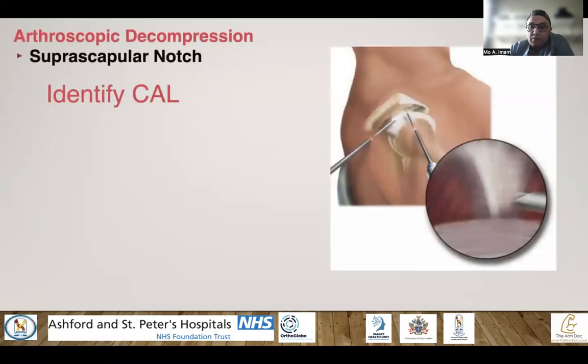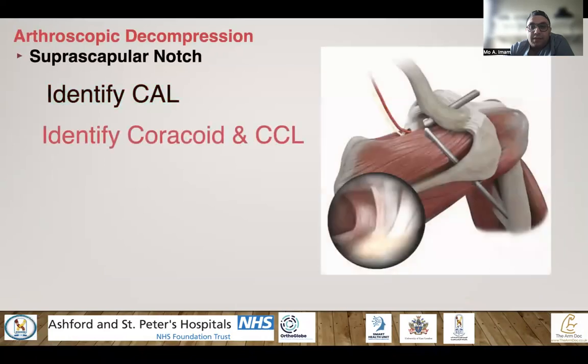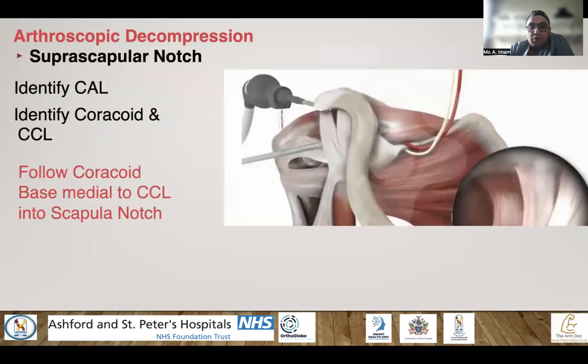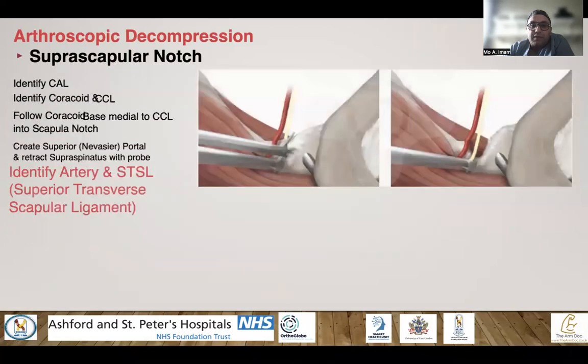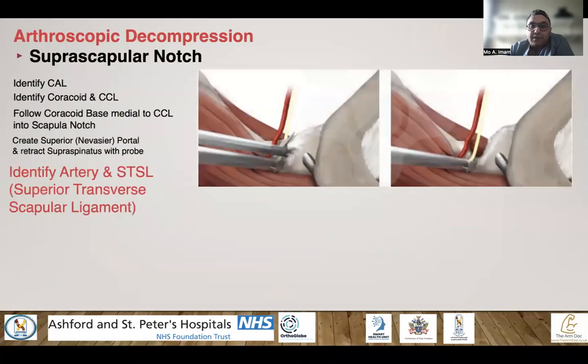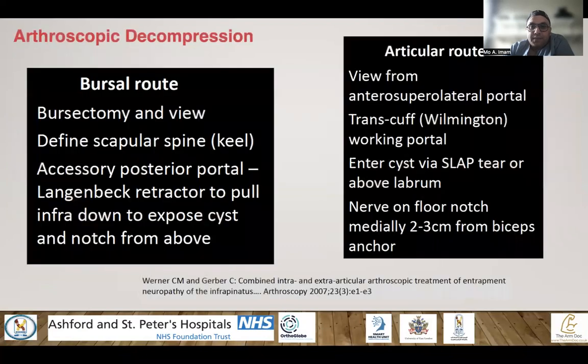If not, arthroscopy is my preferred option. You have to identify the CA ligament, identify the coracoid and the CC ligaments, follow the coracoid medially into the notch, create a superior portal, retract the supraspinatus with a probe, identify the vessel and the nerve, and then cut the ligament. So Gerber and Warner published 2 different routes to the nerve.